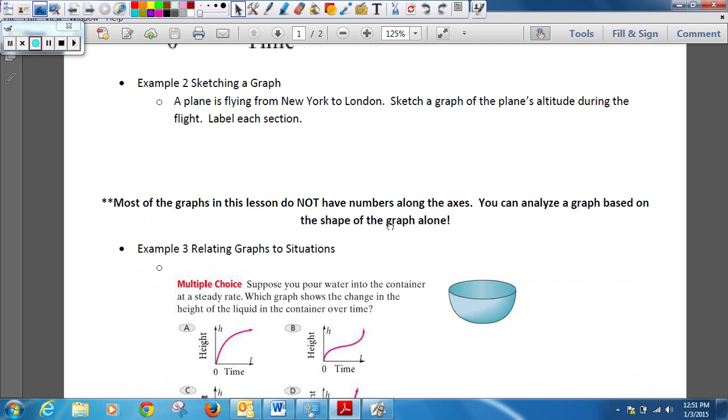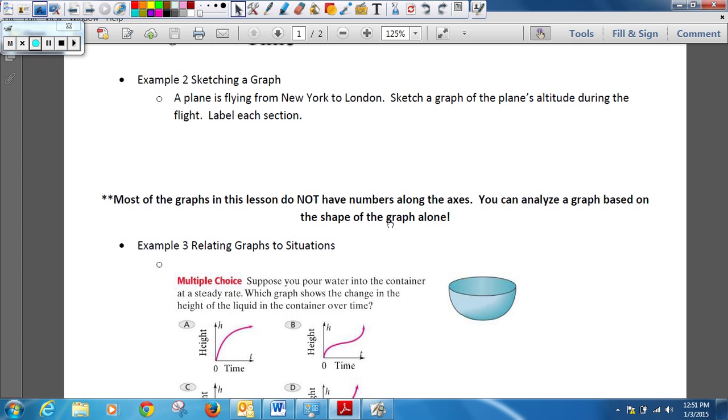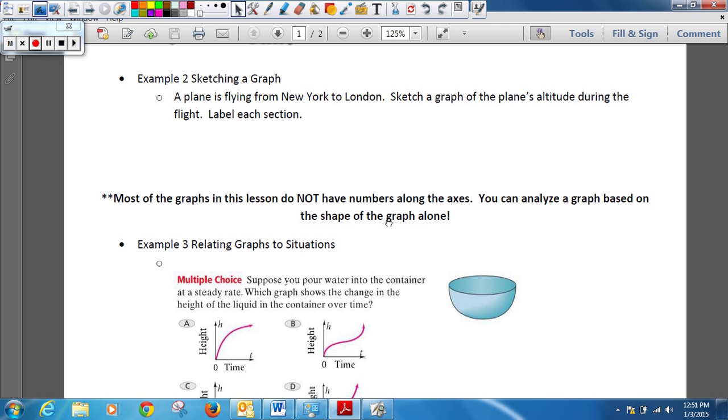Our example number 2 is actually sketching a graph. And it says a plane is flying from New York to London. Sketch a graph of the plane's altitude during the flight. Label each section. So we're talking about the altitude versus the time in the air, or the time of the flight. So we have to do our x and our y axis here. This would be at 0, the starting point. The y would be the altitude. And the x would be the time after takeoff.